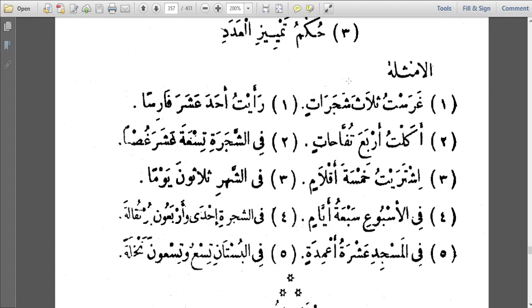So you see that very clearly here. That is the first one. Secondly, the thing you are counting should come in plural. So you want to say three boys, the boys should come in plural. So you want to count boys, you say خمسة أولاد. Third, the thing you are counting should come as مجرور. Okay, it should come as majrur, meaning it should take kasra.